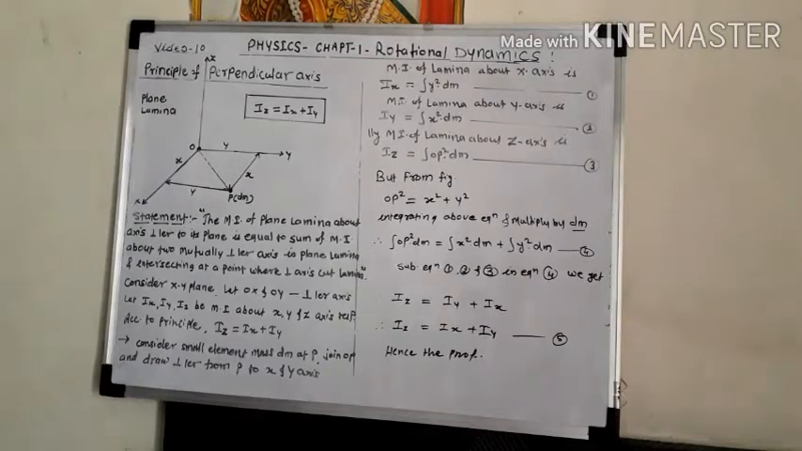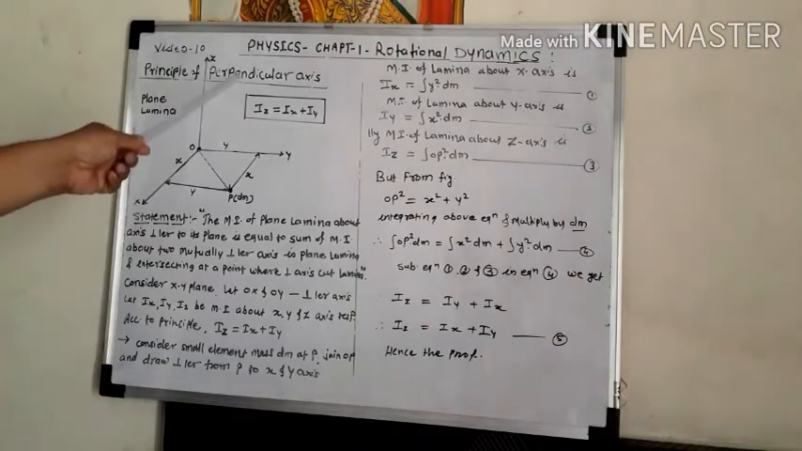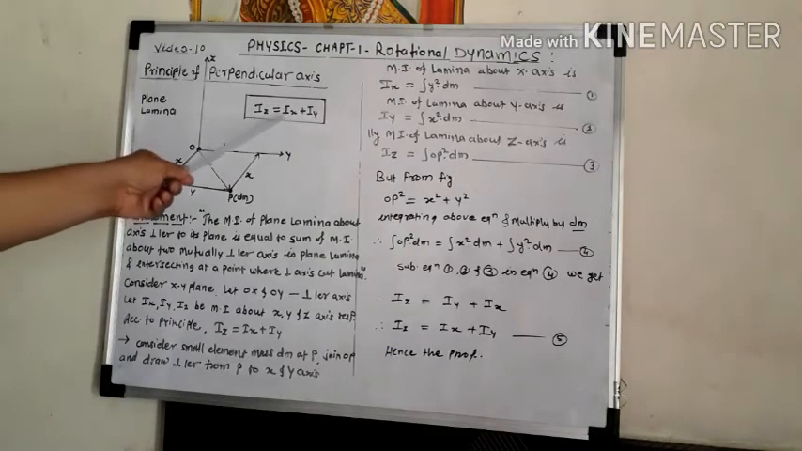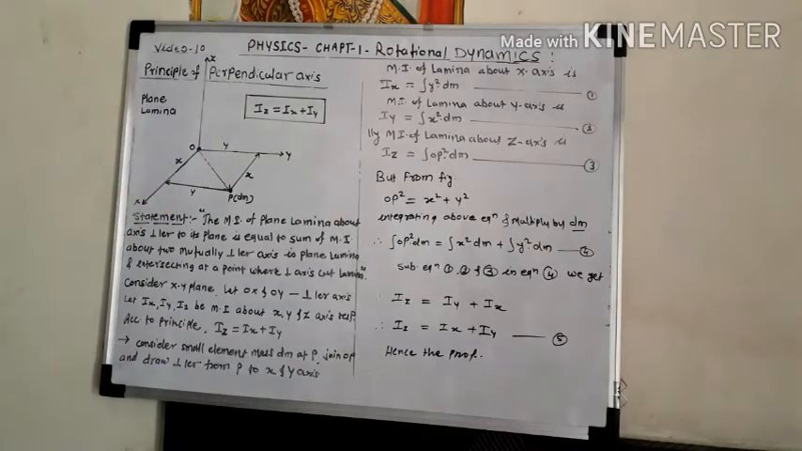We consider OX and OY, which are two mutually perpendicular axes, and OZ is a third axis which is perpendicular to the plane of the figure. Then we can state this principle mathematically. The mathematical form of the principle of perpendicular axis is I_Z is equal to I_X plus I_Y.